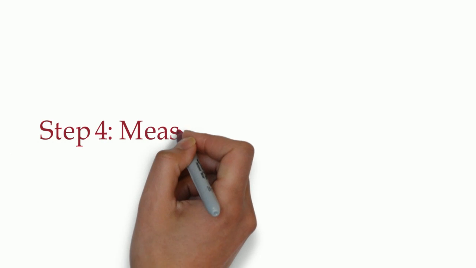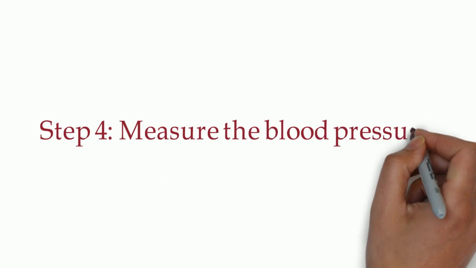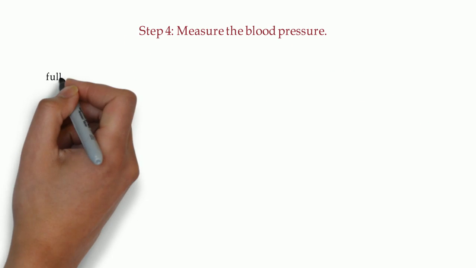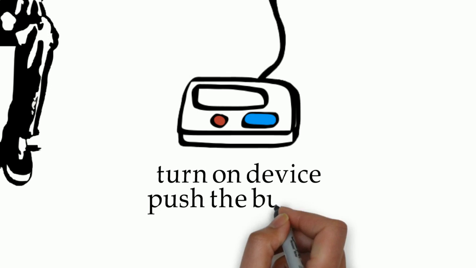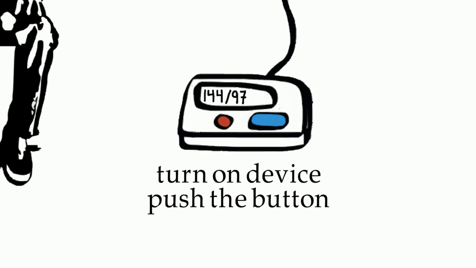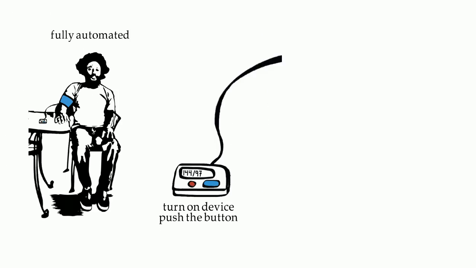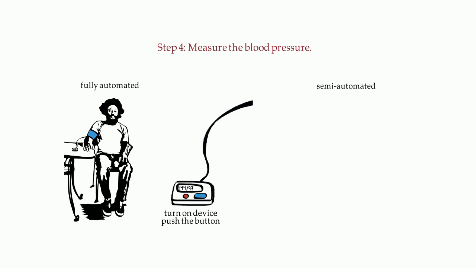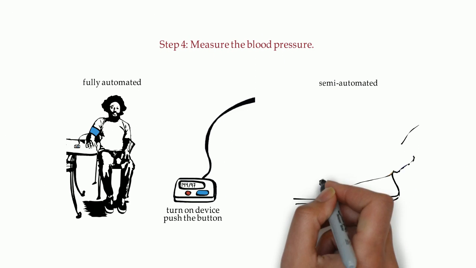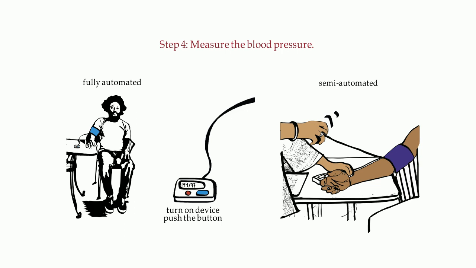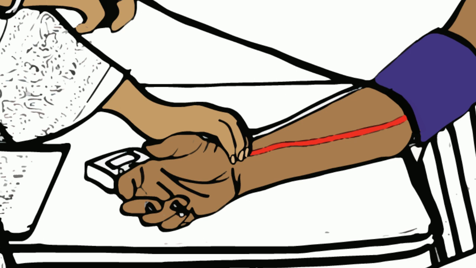Step 4. Now you are ready to measure the person's blood pressure. If you are using an automatic device, turn the device on and push the button and wait for the blood pressure reading to appear. If you are using a semi-automatic device, rapidly inflate the cuff with the bulb, making sure to inflate beyond the level where you can no longer feel the pulse.